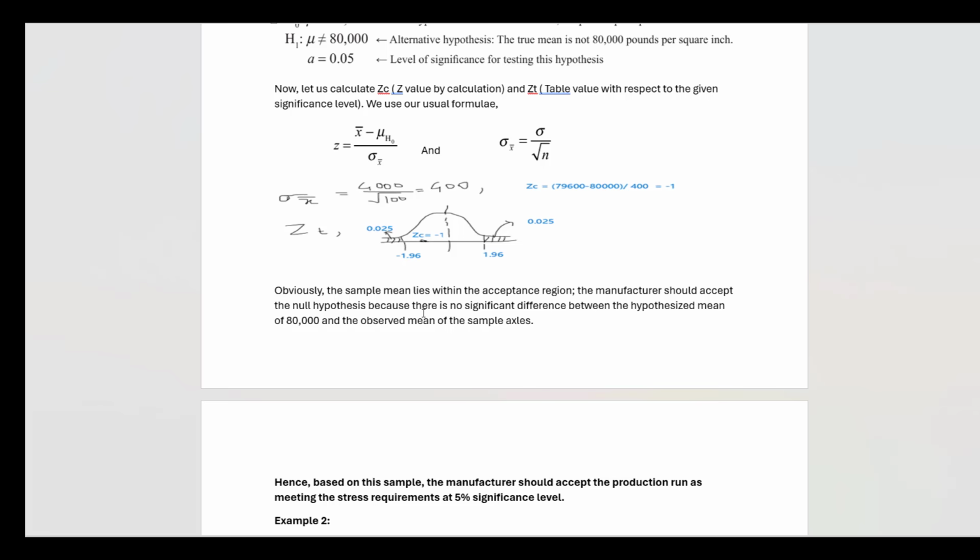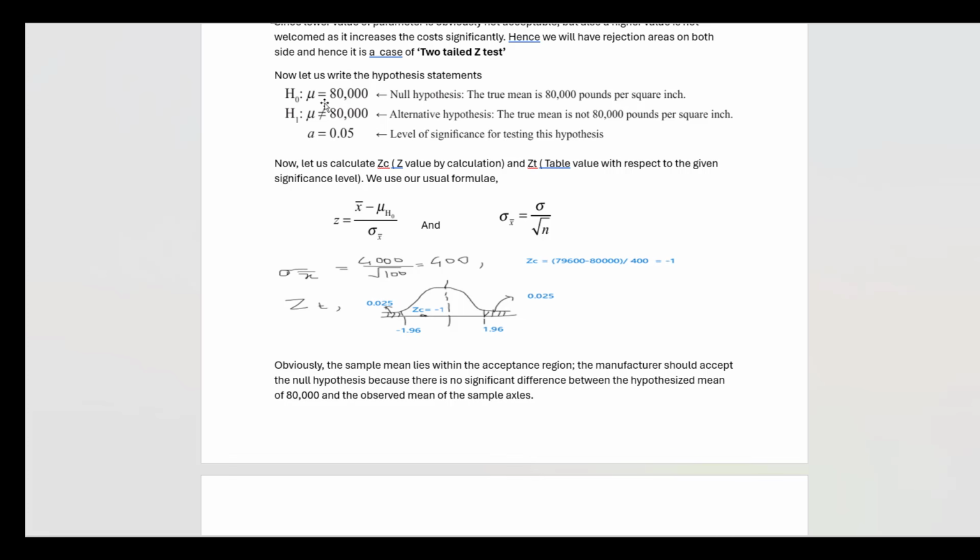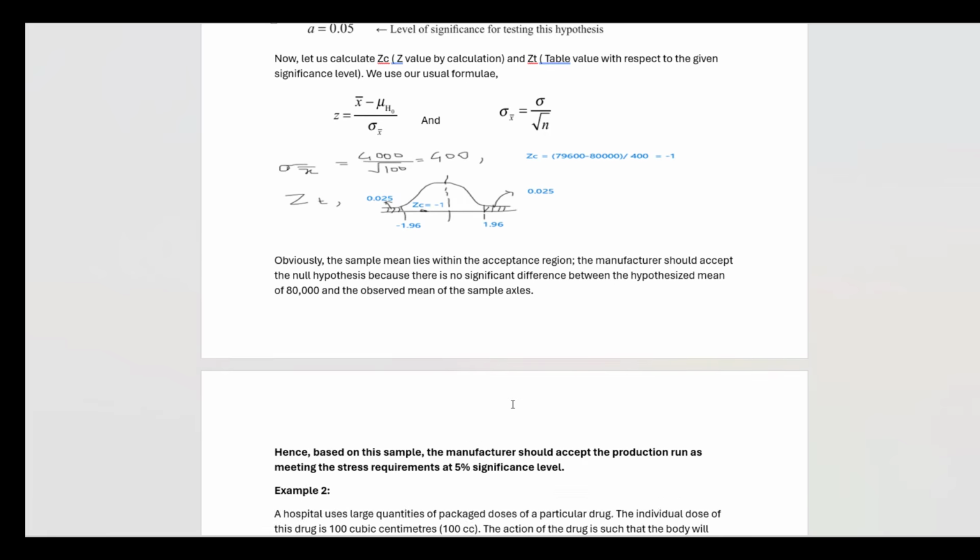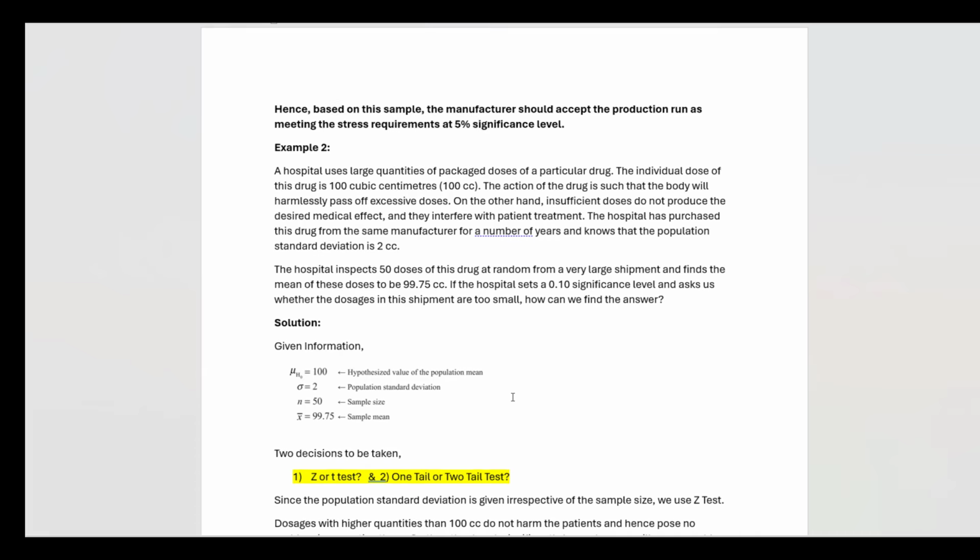That mu, that is the population strength, is 80,000 pounds per square inch, right? So that is how we accept the null hypothesis in this case. Based on the sample, the manufacturer should accept the production run as meeting the stress requirements at 5% significance level.